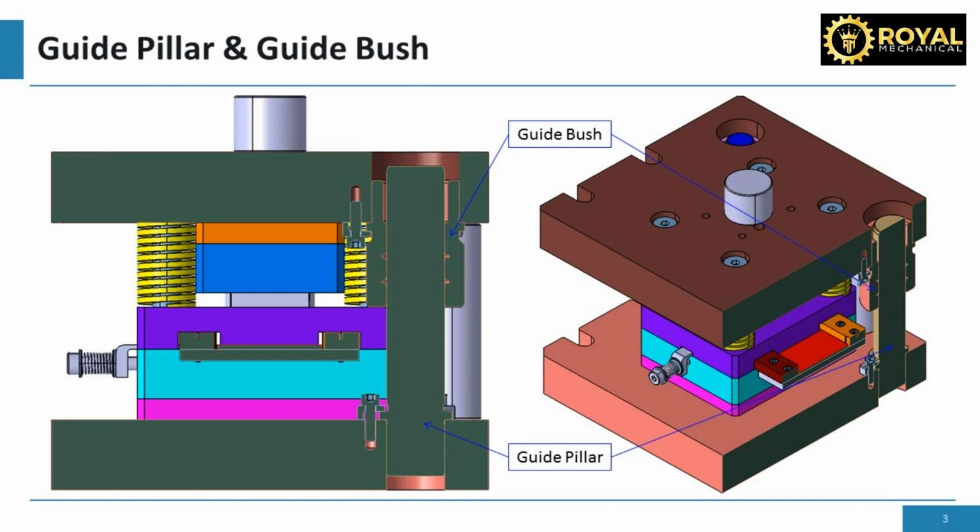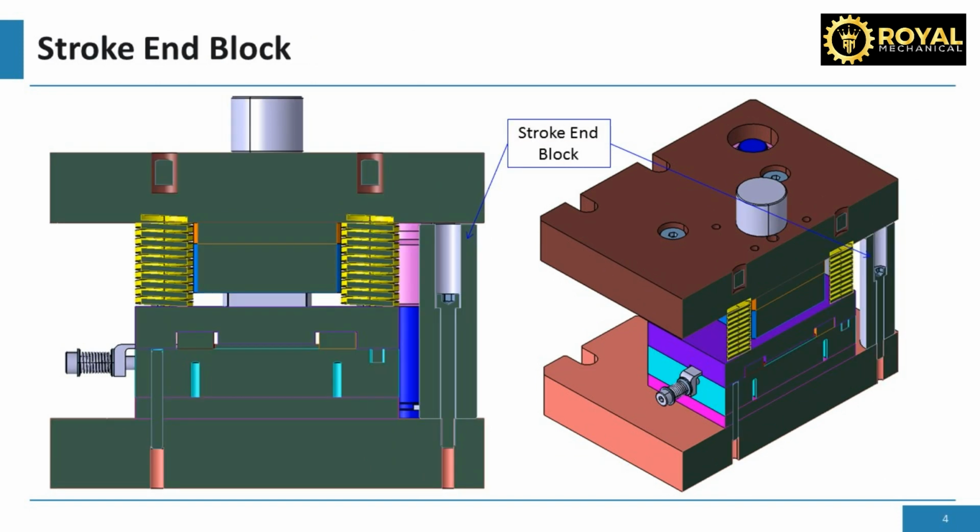There should be some stopper to indicate the bottom dead center. These stoppers are called stroke end blocks. The stroke end block is mounted on a die shoe. The diameter of the stroke end block is generally 30 mm to 50 mm. The stroke end block's length is the distance between the top surface of the die shoe and the top plate's bottom surface at the bottom dead center.